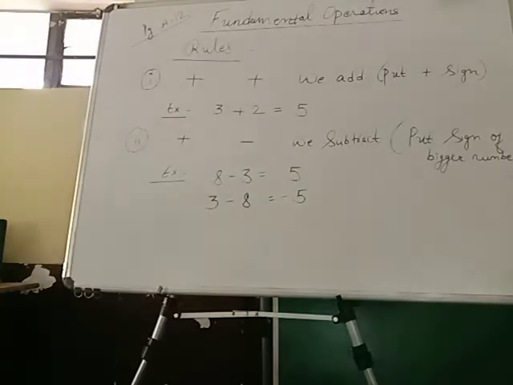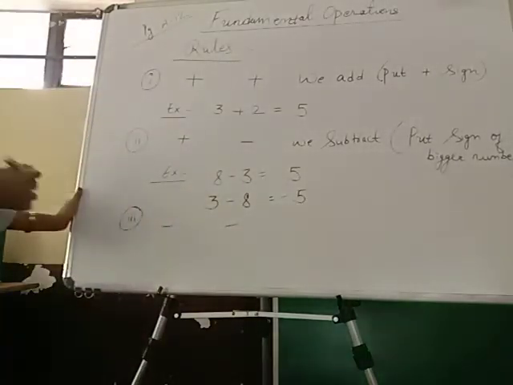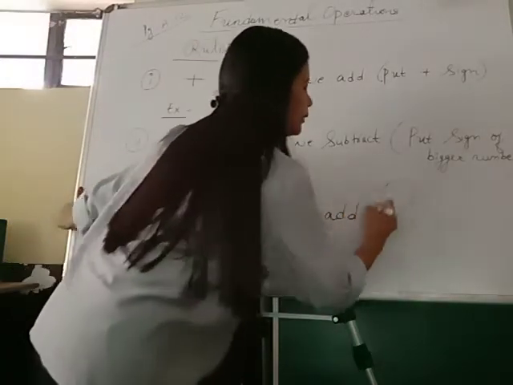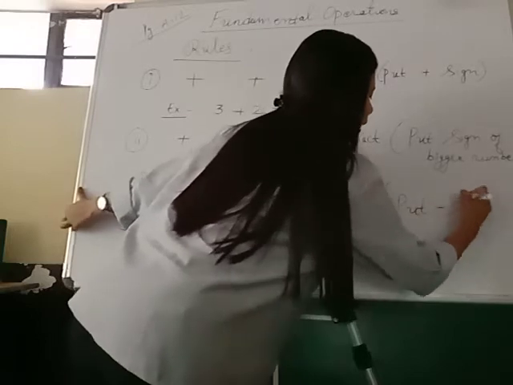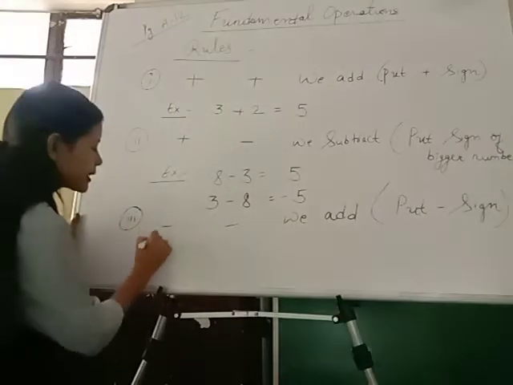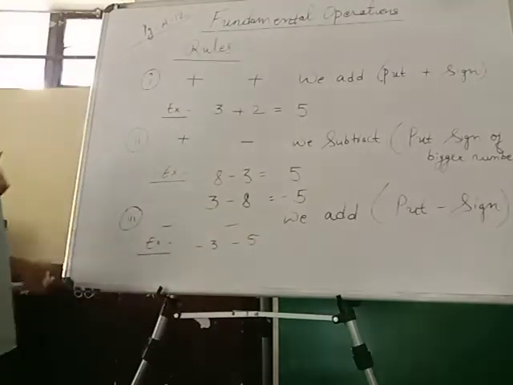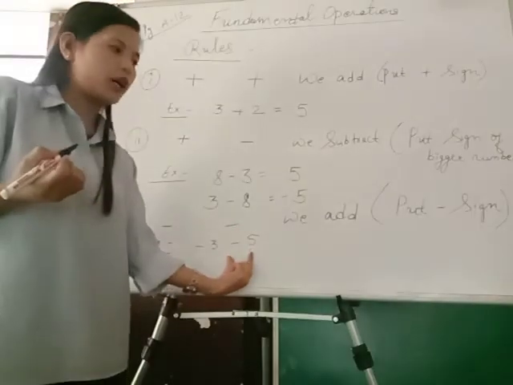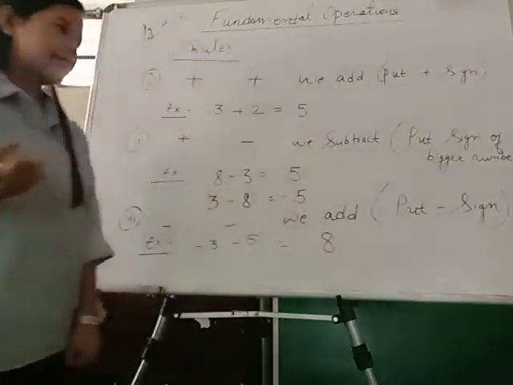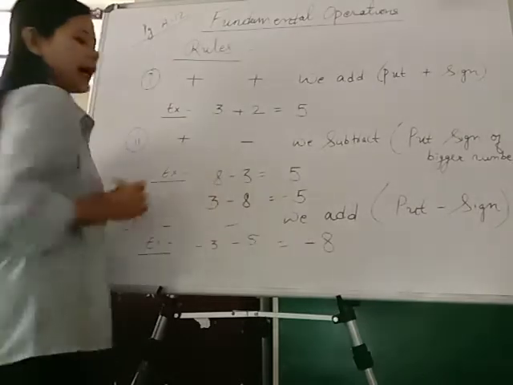And we have a last rule wherein we have both the numbers negative. Whenever we have both the numbers negative, we add. But here is the catch. You need to put minus sign in the final answer. Let me support this rule with an example. Suppose you have minus 3 and minus 5. This is also a negative number, this is also a negative number. So we add. Please add 3 and 5, you get 8. And put negative sign in the final answer. So your answer will be minus 8.